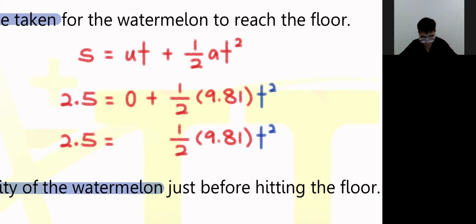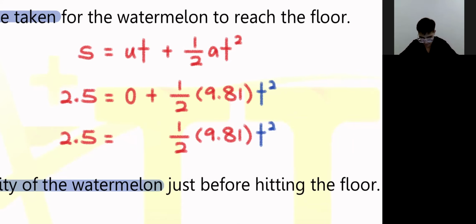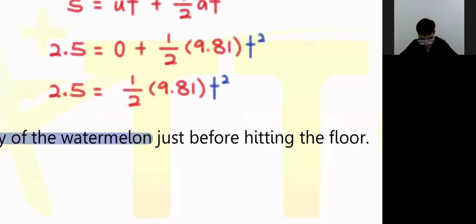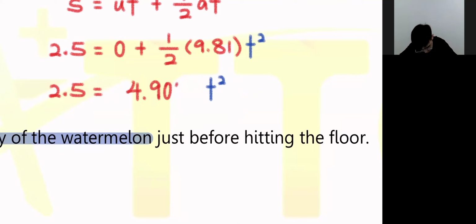Now this one is 0, so you don't have to write anything. Then this one is also 0, so you don't have to write anything. Just write 1 over 2 times 9.81 times t squared. Just calculate the value of 9.81 divided by 2, because 1 over 2 means divide by 2. So it will be 4.905. It will be 2.5 equals to 4.905 t squared.